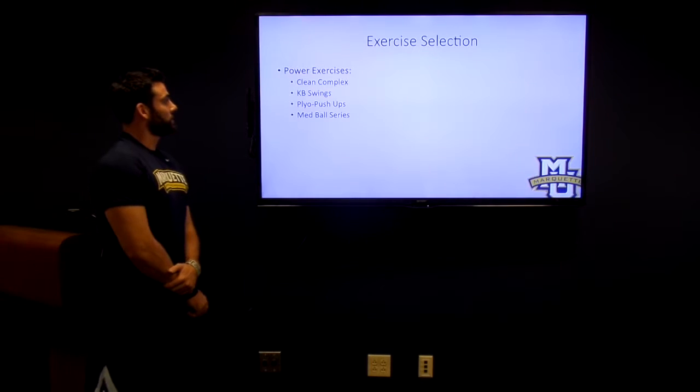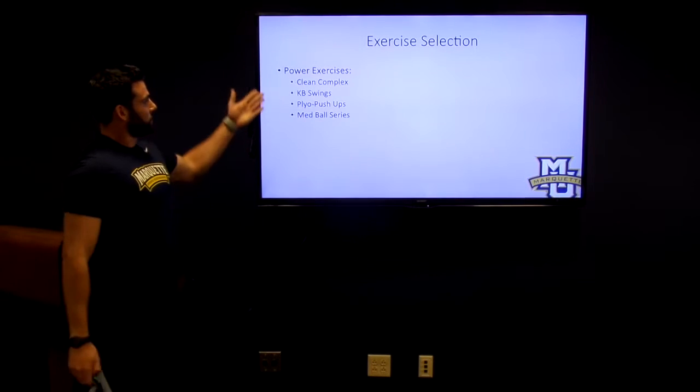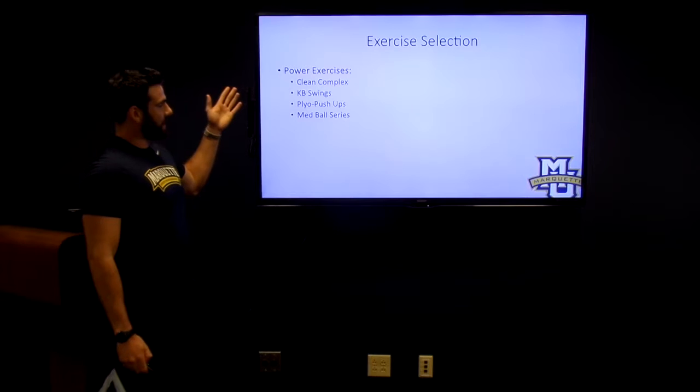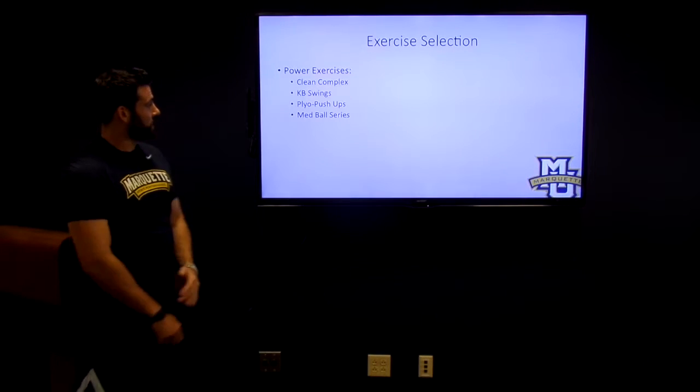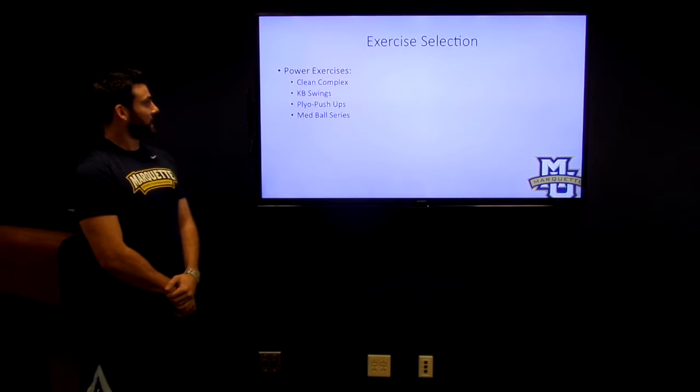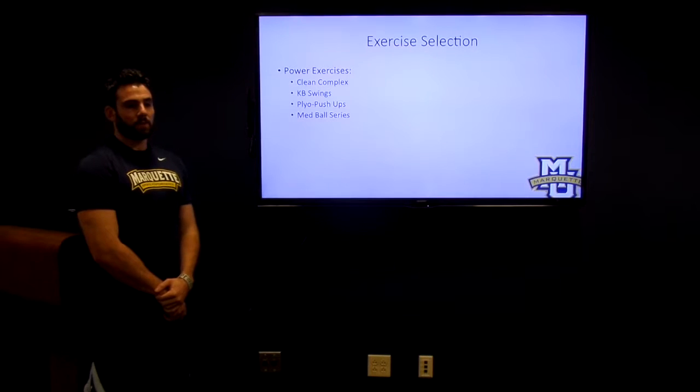Power exercises I chose were as follows, noting that the clean complex was only used a couple times, whereas the majority of my power exercises were made out of kettlebell swings and med ball work.